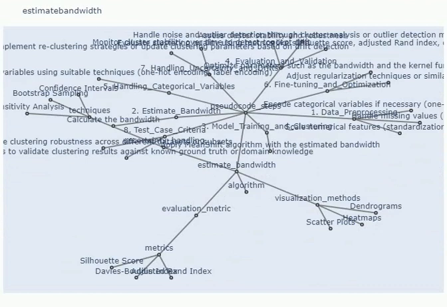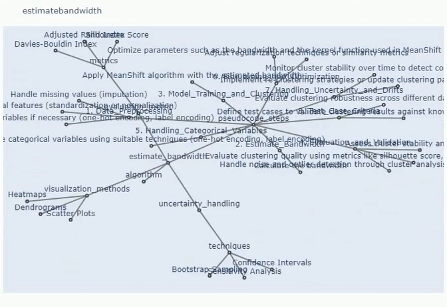Adjusted rand index measures the similarity between two clusterings, correcting for chance. Davies-Bouldin index measures the average similarity between clusters, with lower values indicating better clustering. Handle noise and outlier detection through cluster analysis or outlier detection methods. Details: identify and manage noise and outliers using techniques suitable for MeanShift clustering.